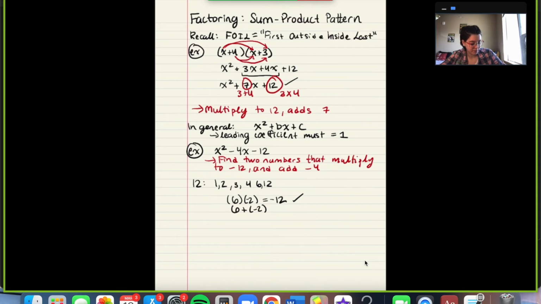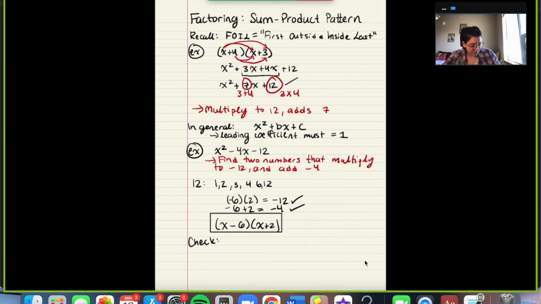Let's try to do it the other way. Let's make 6 negative. So this way we still get negative 12 because negative 6 times 2 is negative 12. But now we have negative 6 plus 2, which is indeed negative 4. So that works out. So our factors are negative 6 and positive 2. So we have x minus 6, x plus 2. And that's good.